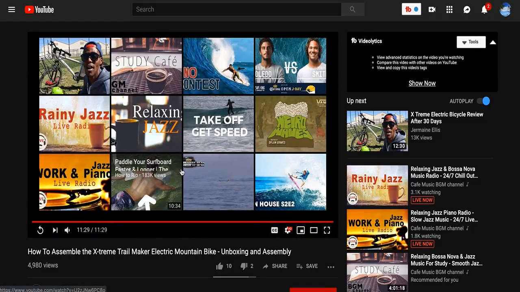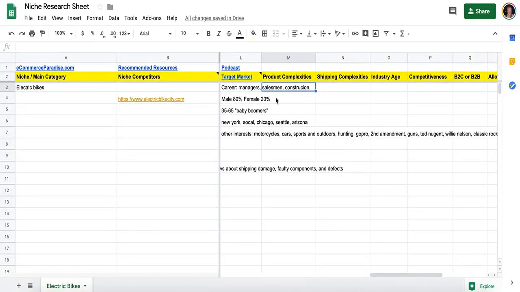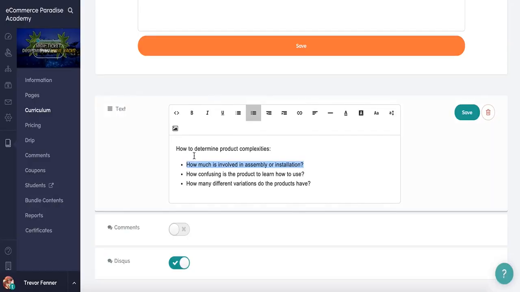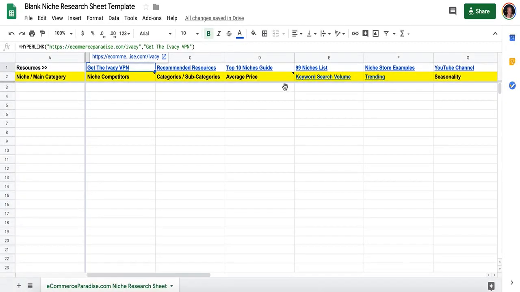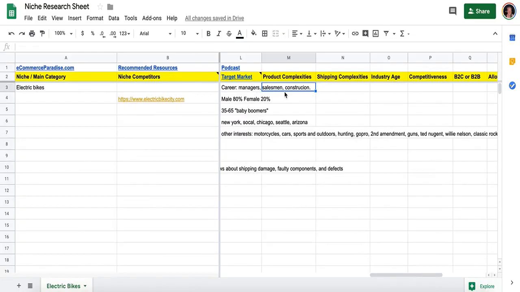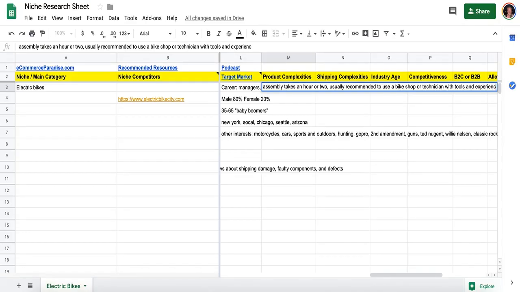I should have had an outro to that video, but there you go, guys. That's the essence of how complicated products can possibly be. So obviously this niche is definitely complicated, and the first thing that we were talking about is how much is involved in installation. So you can make little notes here and say installation or assembly takes an hour or 2, usually recommended to use a technician. Tools and experience. Okay, so that's the first note.